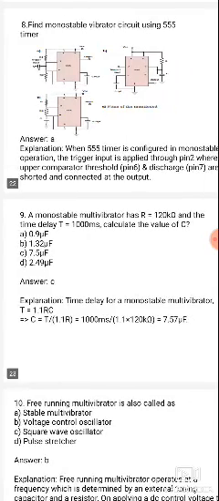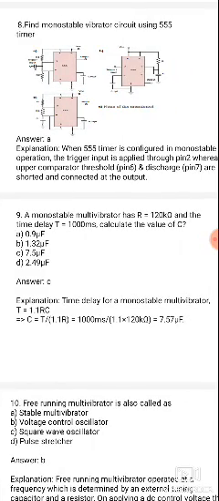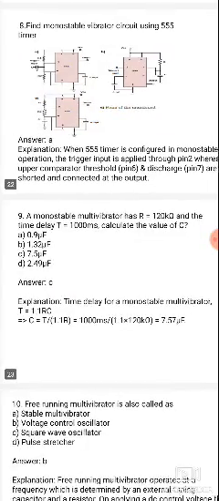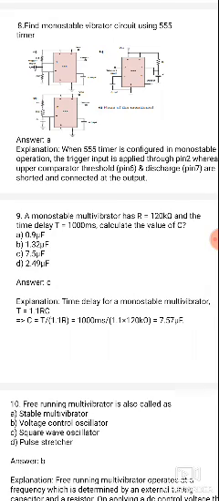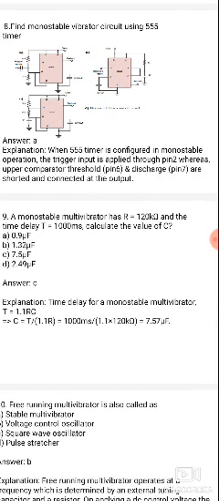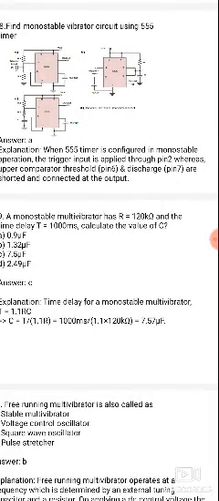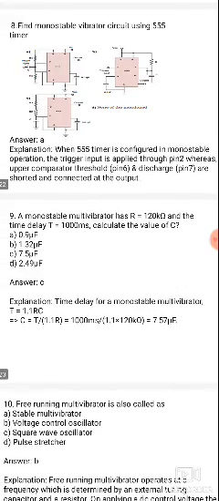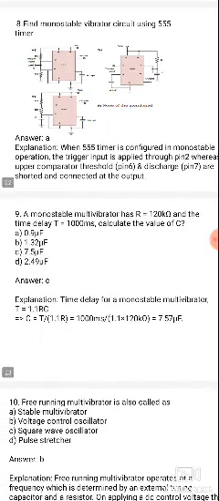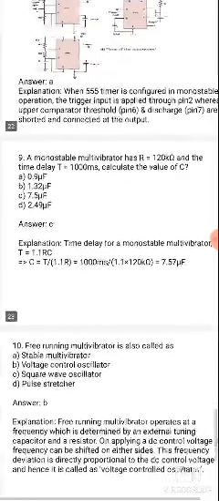When the 555 is configured in monostable operation, the trigger input is applied through pin 2, whereas the upper comparator input, that is the threshold, is pin 6, and the discharge pin is pin 7. They are shorted and connected at the output. So here we are using the trigger input, the 6th is the threshold input, and the 7th is the discharge input, shorted and connected to the output terminal. The answer is A.